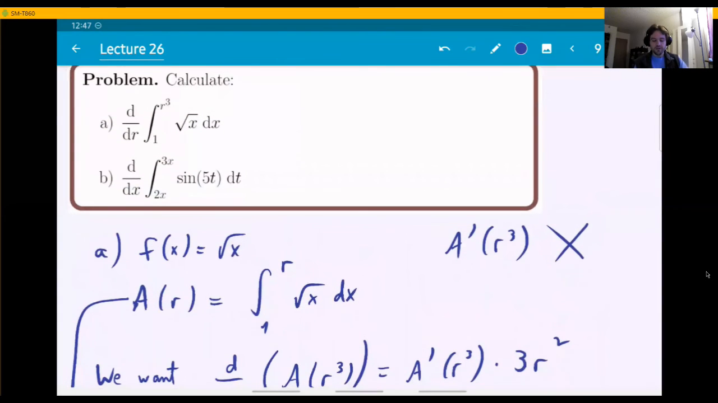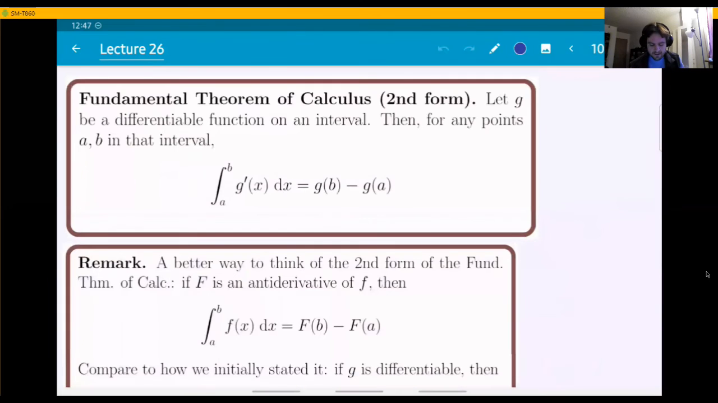So that's the trick that you do when you have derivatives involving the variable in both locations. You split up the integral into 2 pieces, stopping at some fixed number. But let's move on. Now we talk about the second form of the fundamental theorem of calculus. As I said, this is the one that's the most useful.